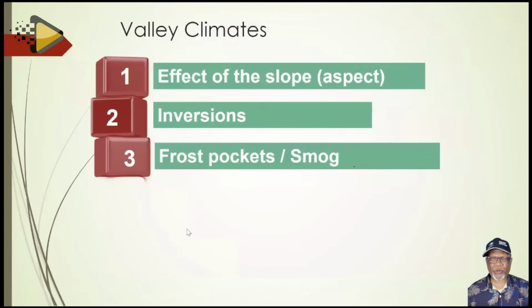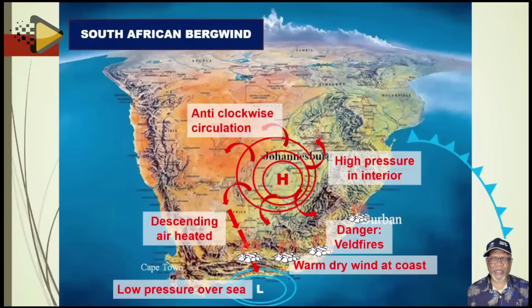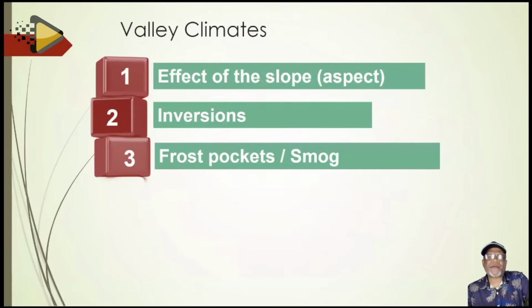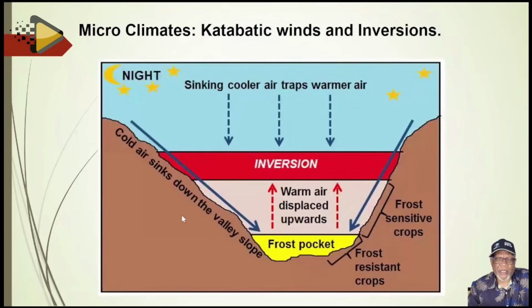We're done with that. Now we're looking at what we call microclimates. Microclimates simply refer to the climates that affect smaller areas. What are we looking at now? We're looking at valley climates. What do we have there? We have what we call katabatic winds.